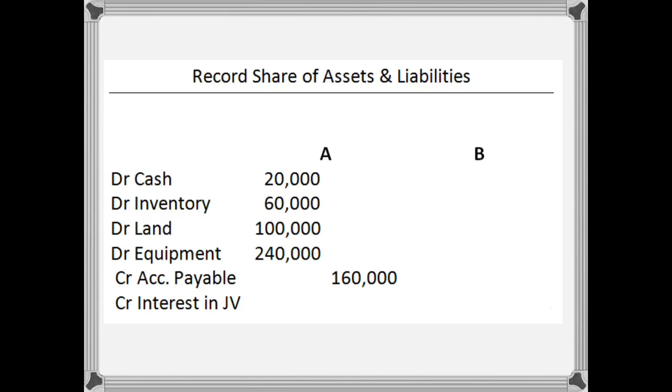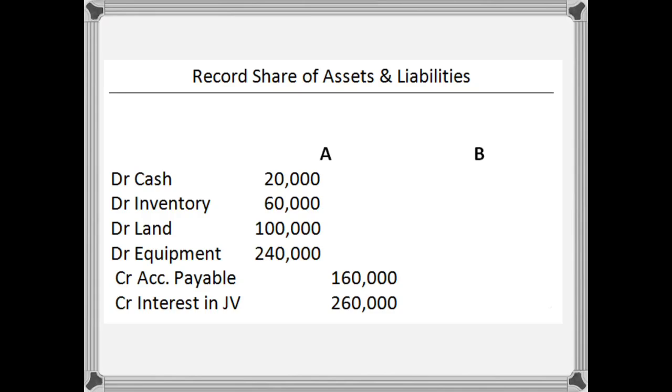We then do the same with liabilities. Credit accounts payable, $160,000, which is 40% of the $400,000. And we credit the interest in joint venture, whatever that difference is, so that's a balancing amount. You can do these as two separate entries, with just the assets and a credit to interest in joint venture, and then a debit to interest in joint venture and credit to accounts payable, or you can just combine it as one, whichever you feel more comfortable with.